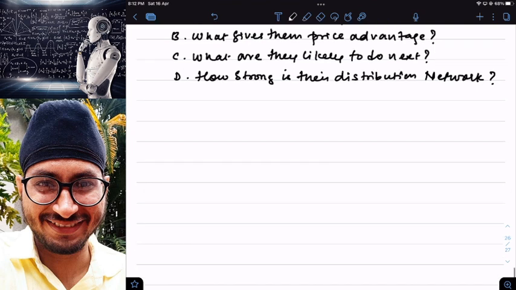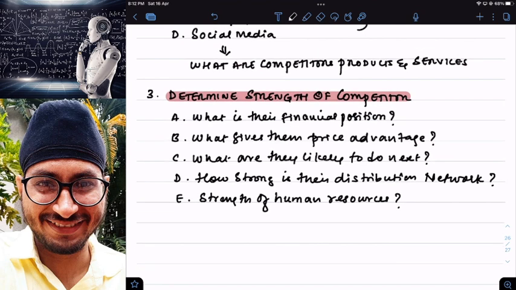Then, what about human resources? Clear? Strength of human resources means employees. What is the strength of my employees? Like qualification is a strength of my employee or experience is a strength of employee. These are some examples of questions I need to find answers for in order to determine the strength of competitor.